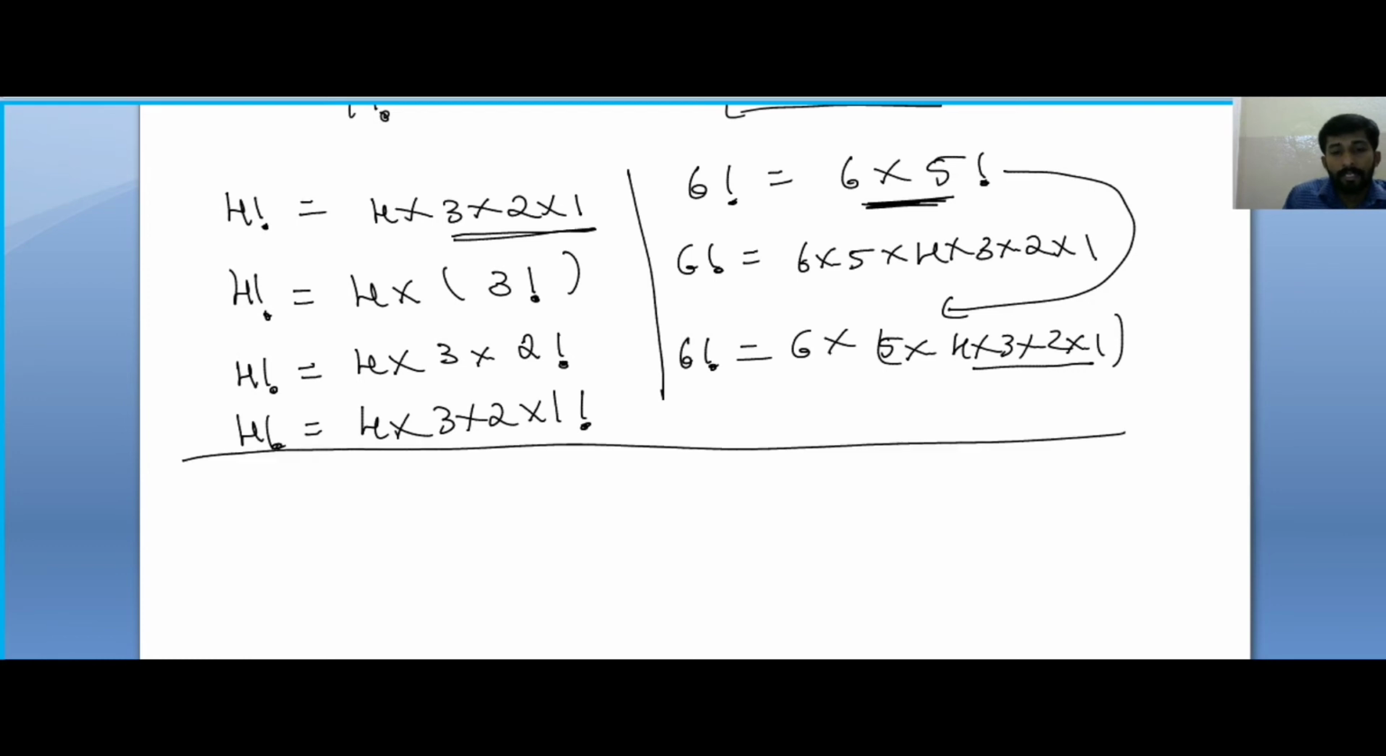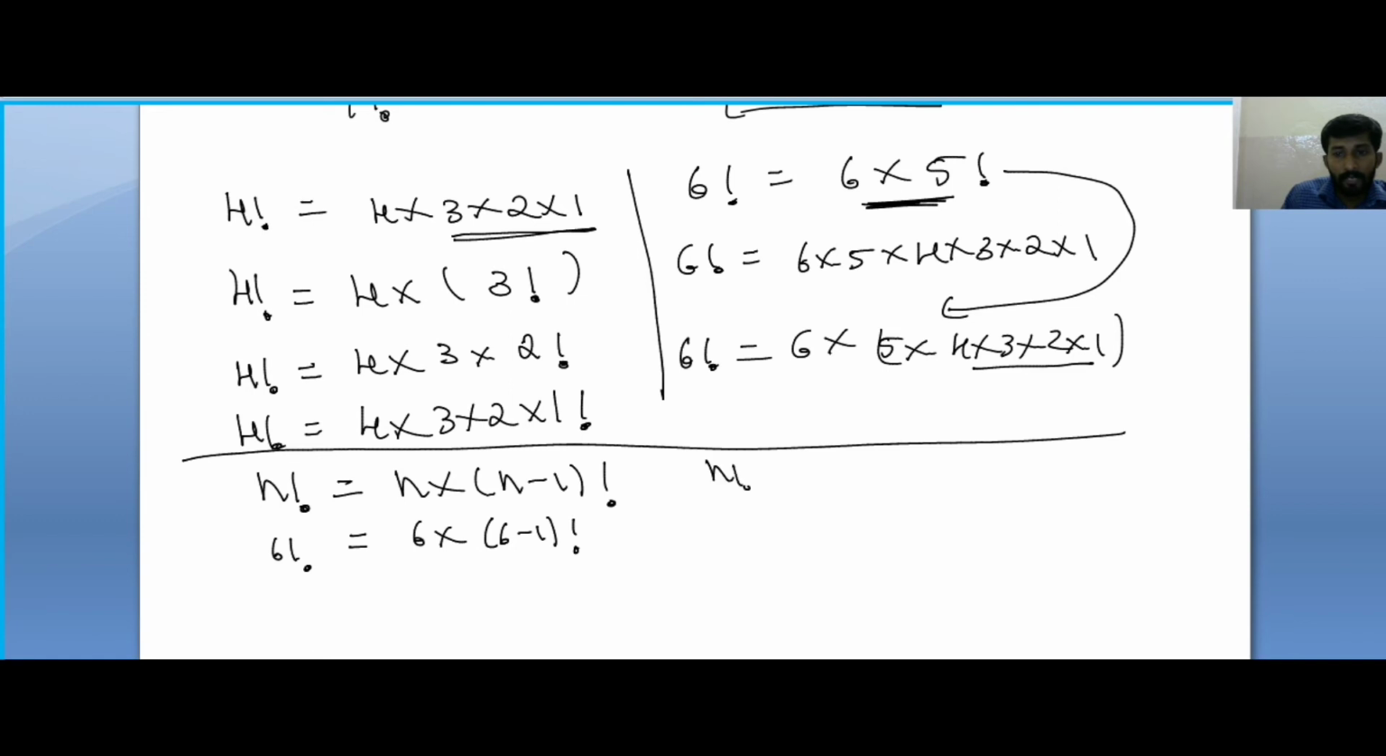So in general, n factorial can be written as n into n minus 1 factorial. Like see, if you are taking 6 factorial, how can you write this one? You can write it as 6 into 5 factorial. 5 factorial is nothing but 6 minus 1 factorial, right?